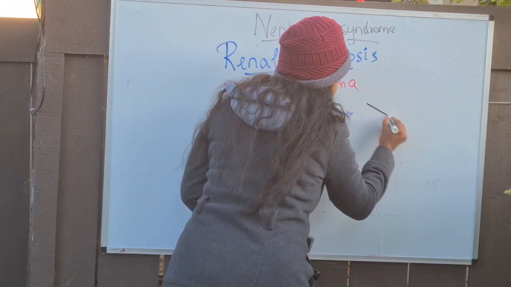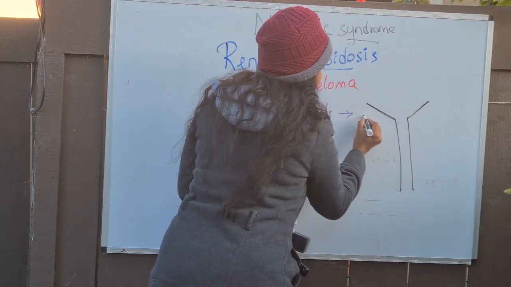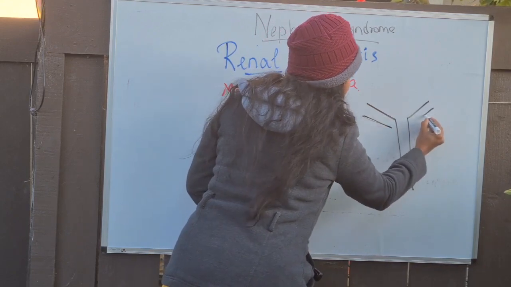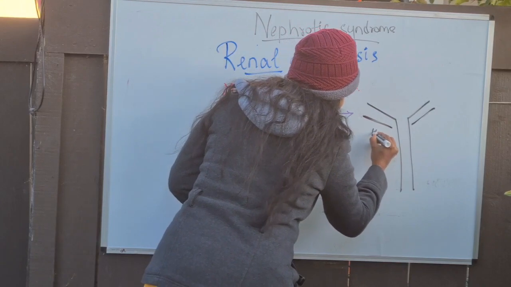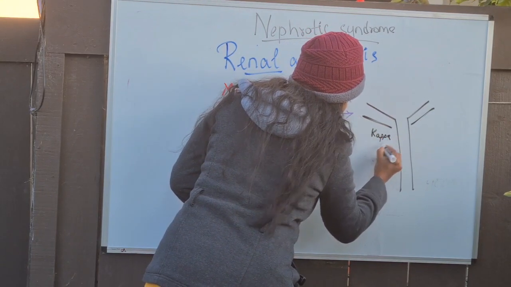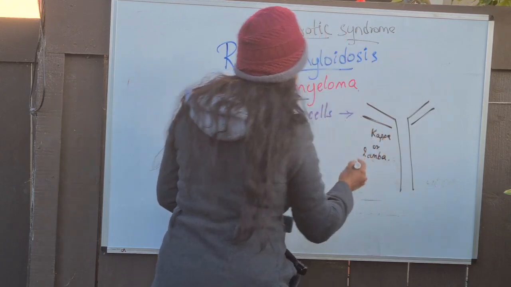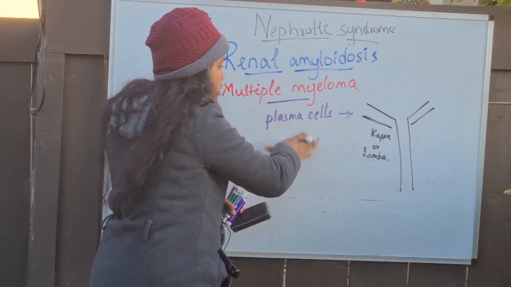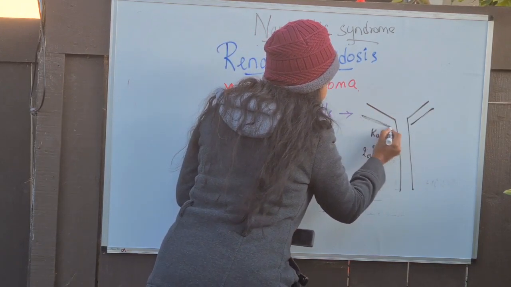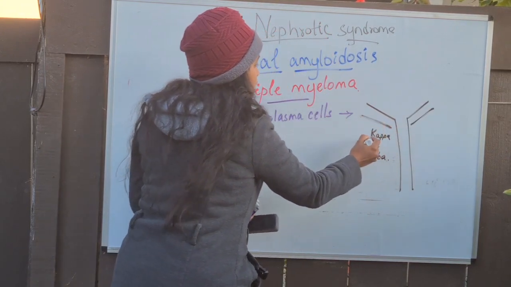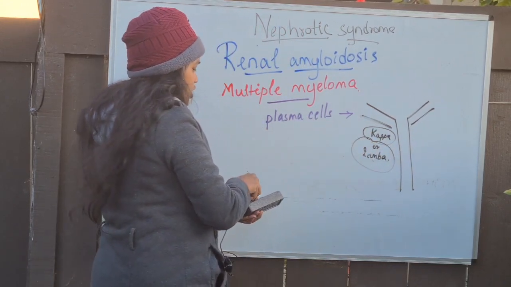Immunoglobulins will have a heavy chain which looks like this, and they will have a light chain. There are two types of light chains. They can either be kappa or lambda. So depending on which immunoglobulin is formed, they can either be kappa or lambda. Here, because of the abnormal plasma cells, there will be abnormal production of this light chain alone. So there will be abnormal kappa or abnormal lambda of the IgG immunoglobulin.